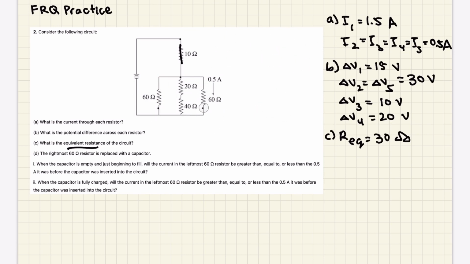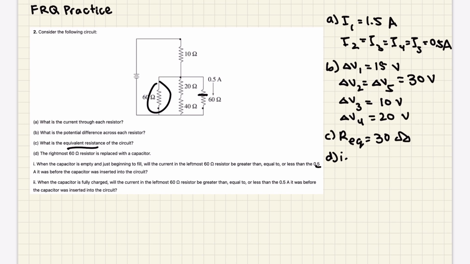Okay, that's part C. Part D is where we get into RC circuit stuff, and so let's pay a bit of attention to that. It says the rightmost 60 ohm resistor is replaced with the capacitor. So this is now a capacitor. When the capacitor is empty and just beginning to fill, will the current in the leftmost 60 ohm resistor, this one, be greater than, equal to, or less than the 0.5 amps it was before?